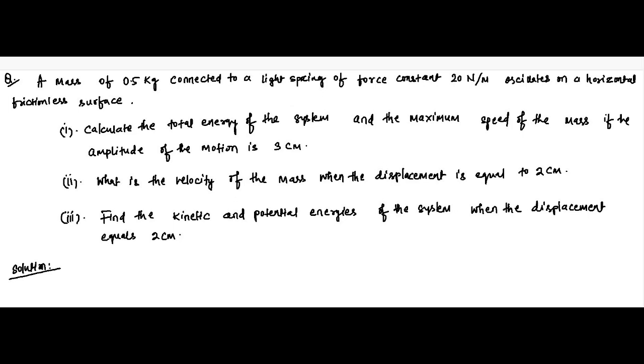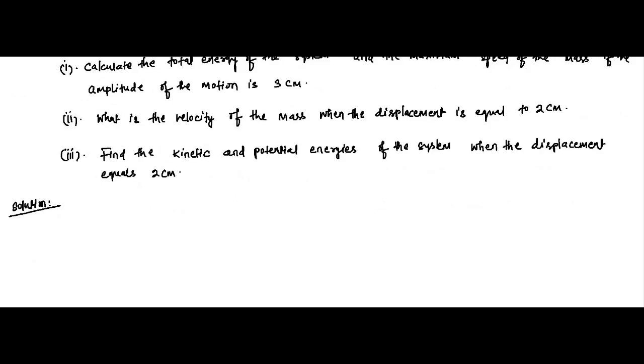Second bit, we have to find the velocity of the mass when the displacement, the instantaneous position, is equal to 2 centimeter. And we have to find the kinetic and potential energies of the system for the same displacement, that is equal to 2 centimeter. Okay, so this is the whole thing.